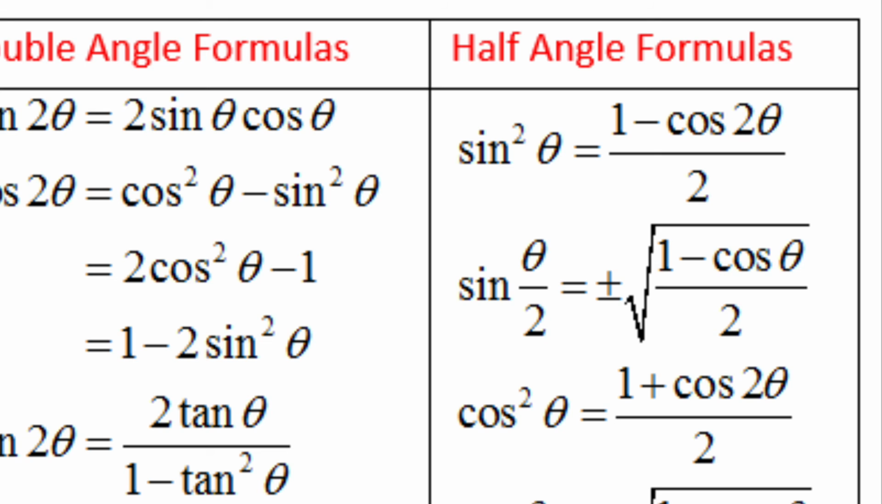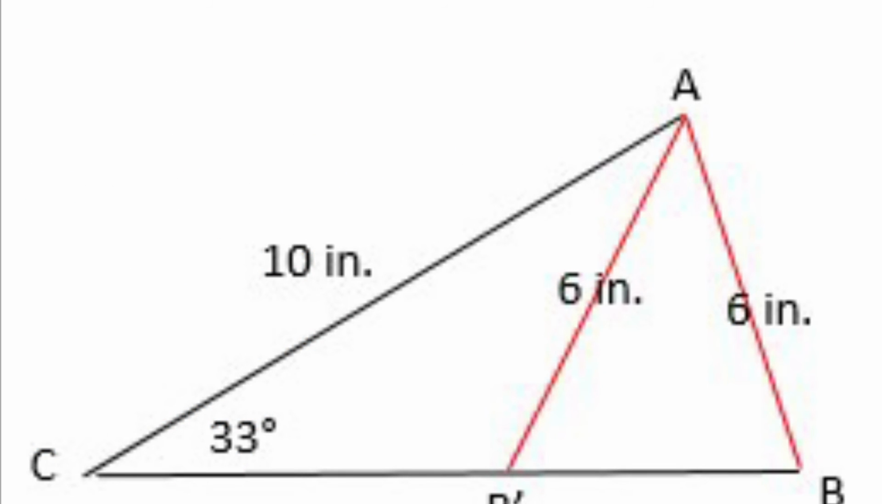Half angles up, yeah, they're next. Sine x over 2 equals plus or minus square root of (1 minus cosine x) over 2. Cosine x over 2 equals plus or minus square root of (1 plus cosine x) over 2. Tan x over 2 equals plus or minus square root of (1 minus cosine x) over (1 plus cosine x). Tan x over 2 equals (1 minus cosine x) over sine x. Tan x over 2 equals sine x over (1 plus cosine x).